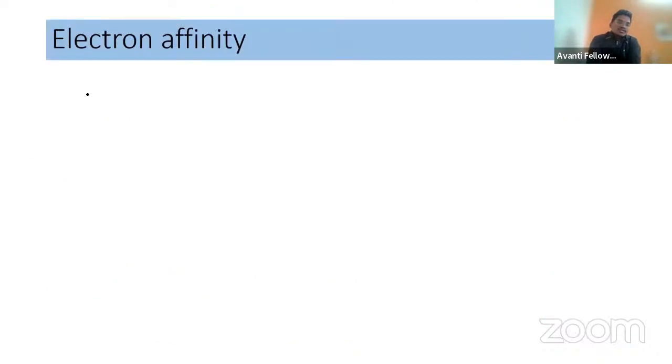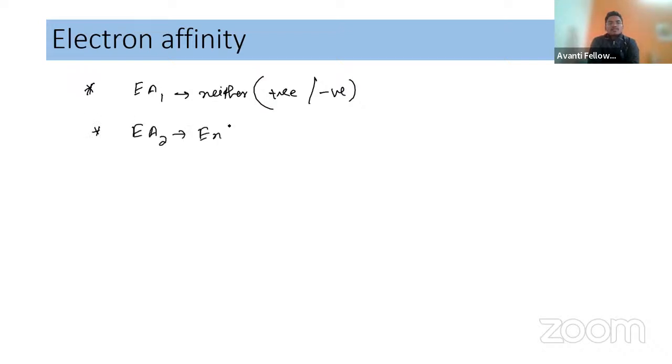Very most important: electron affinity, all EA1 values are neither positive nor negative. That is, neither endothermic nor exothermic. And another important thing, EA2 are all endothermic because with the addition of electrons, the inner electron repulsions will increase. If you are trying to add an electron, repulsions will dominate. So that's why they are endothermic in nature. And EA1 are endothermic in the case of what? Noble gases.